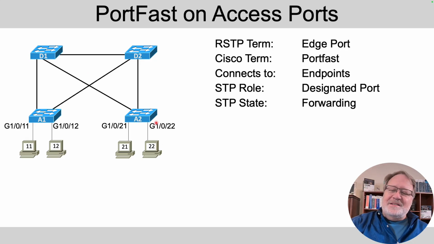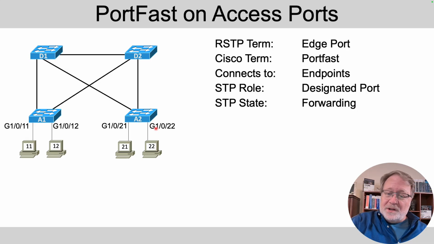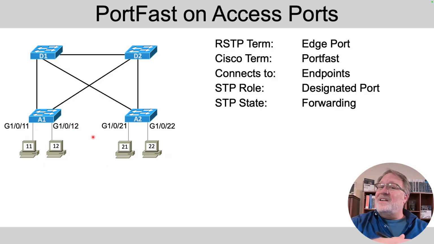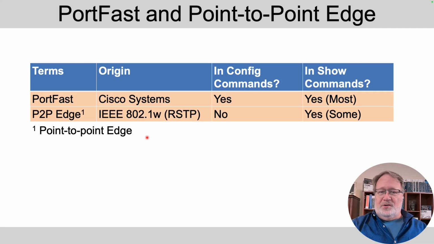So what happens on these edge ports is the port's going to stabilize as a designated port role and in a forwarding state anyway, and it's just speeding up the process of making that choice. But you and I as a network engineer would have to observe which ports really are connected to endpoints and then identify those via configuration, all right? And I've got a PF here just to signify that we've configured something that enables PortFast on those ports.